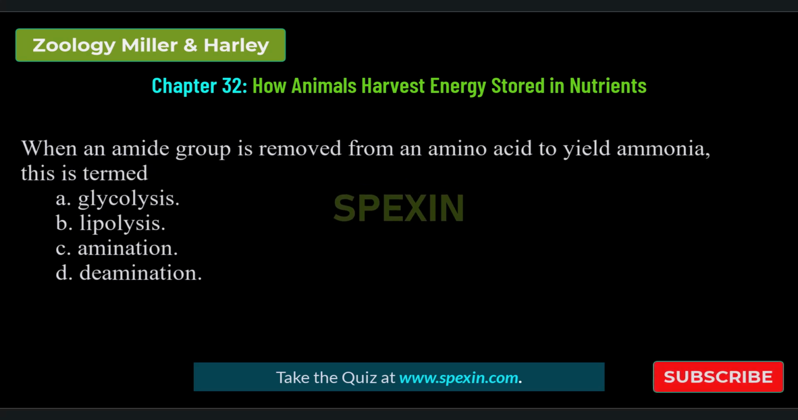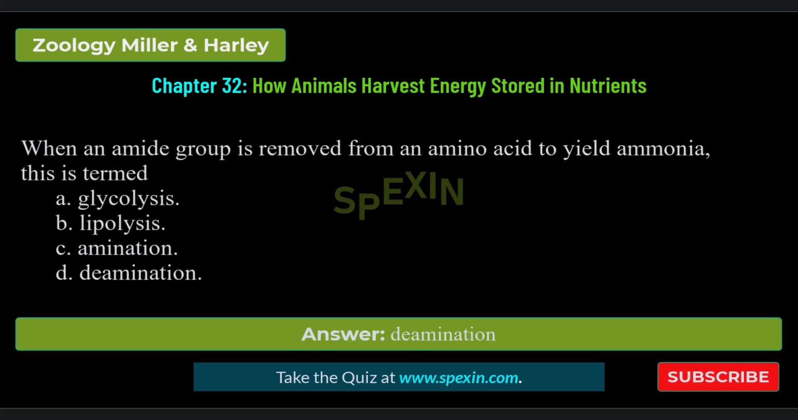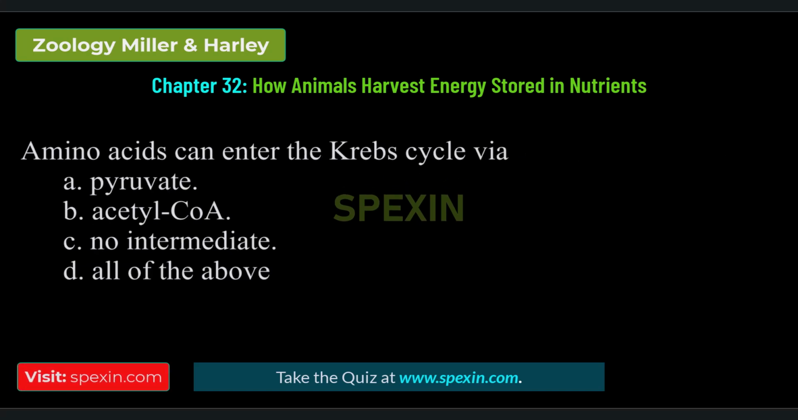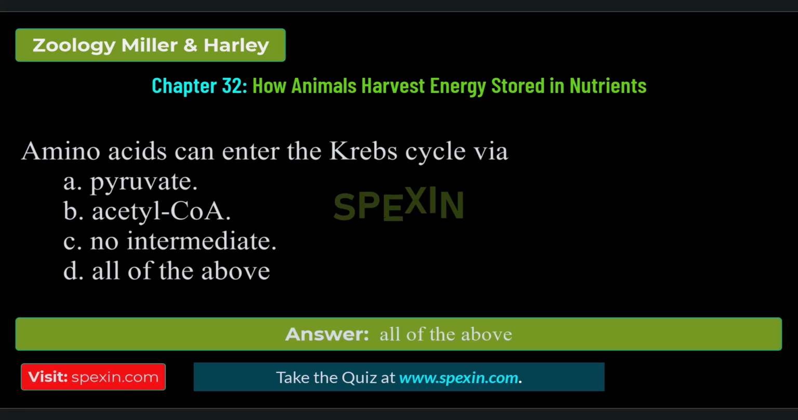When an amide group is removed from an amino acid to yield ammonia, this is termed A. Glycolysis, B. Lipolysis, C. Amination, D. Deamination. Correct answer: deamination. Free fatty acids can be catabolized by entering the Krebs cycle via A. Acetyl-CoA, B. Pyruvate, C. Glyceraldehyde, NAD. Correct answer: acetyl-CoA. Amino acids can enter the Krebs cycle via A. Pyruvate, B. Acetyl-CoA, C. No intermediate, D. All of the above. Correct answer: all of the above.